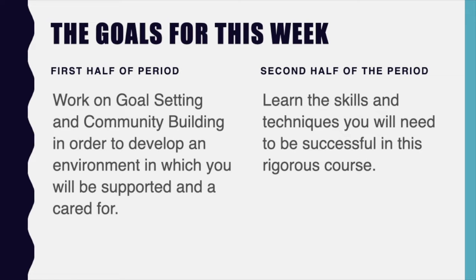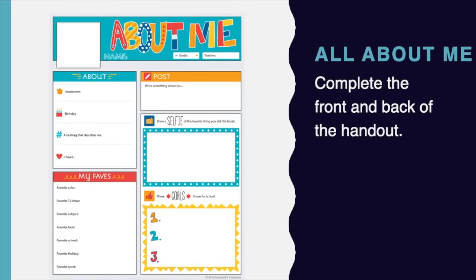So first, we're going to look at the goal setting and community building. And by now, you've completed the All About Me. You've completed the front. There was no back of this handout. You had some questions that you might have picked up. But you're going to use the information on this to discuss yourself with the person next to you, with your partner.